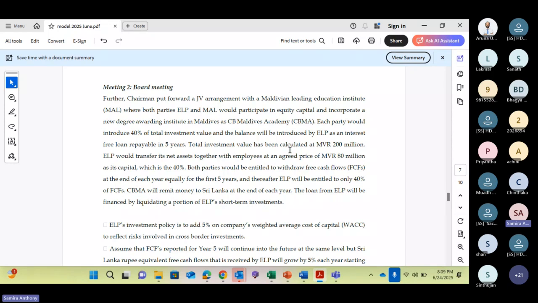ELP would transfer net assets together with employees at an agreed price of 80 million, because this is a 50-50 joint venture. You have to put 80 million there, they put 80 million, and the balance is a loan as its capital, which is 40%. Both parties would be entitled to withdraw free cash flows at the end of each year equally for the first 5 years. Thereafter, ELP will be entitled to only 40% of free cash flows. CBMA will remit money to Sri Lanka at the end of each year. The loan from ELP will be financed by liquidating a portion of ELP's short-term investments.